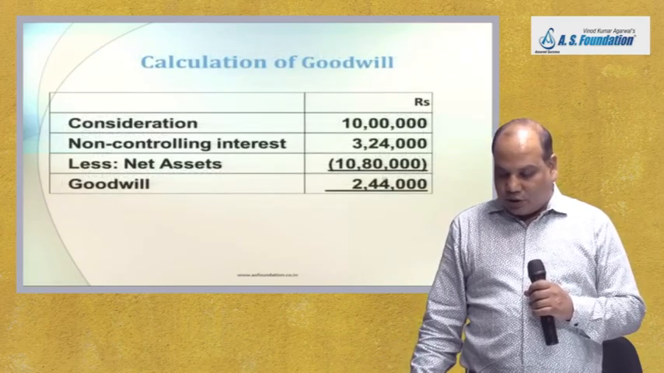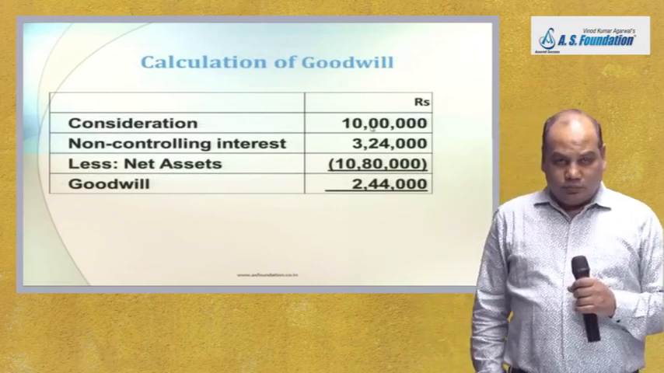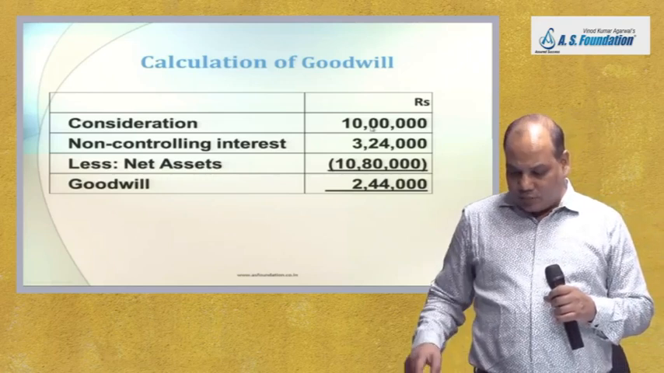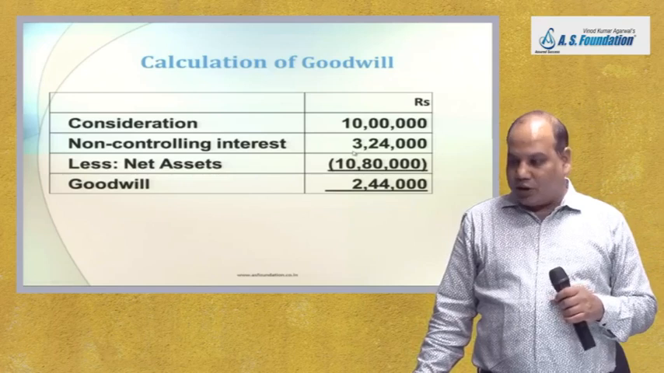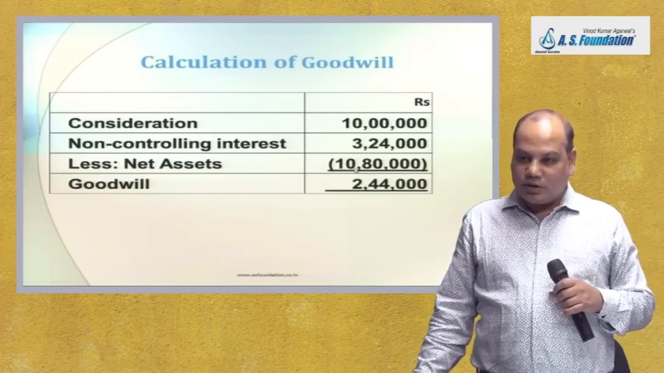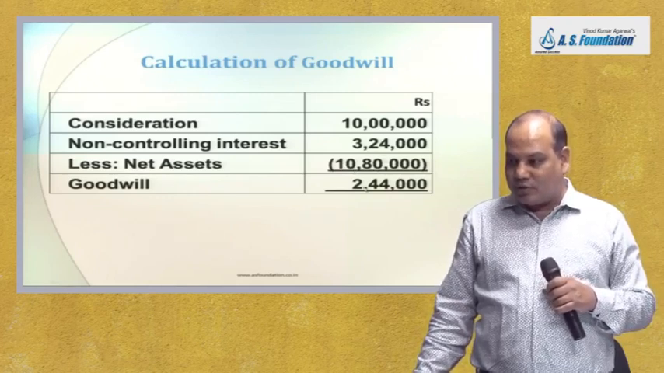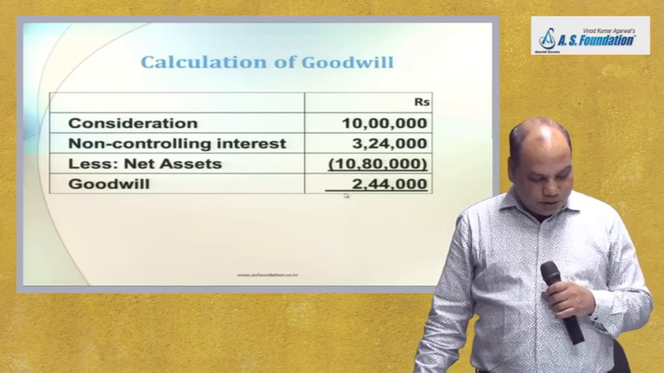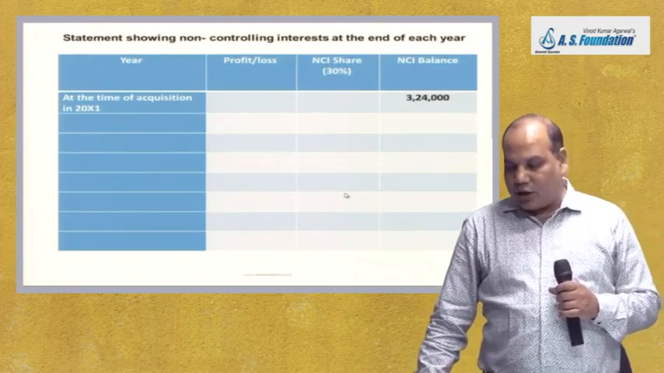Come back to goodwill calculation now. How is goodwill calculated? Consideration paid for 70% share 10 lakh, plus NCI 3,24,000, less identified net asset 10 lakh 80,000. Therefore check, is goodwill 2,44,000? Yes. Now let us write down NCI at the end of each year.